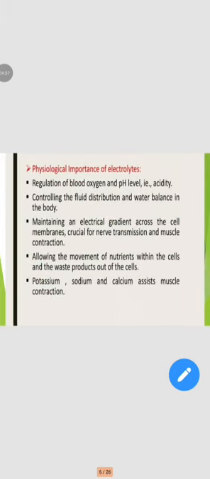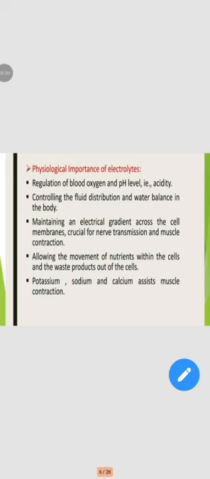Then the physiological importance of electrolytes. It is regulation of blood oxygen and pH level, that means acidity. Also controlling the fluid distribution and water balance in the body.